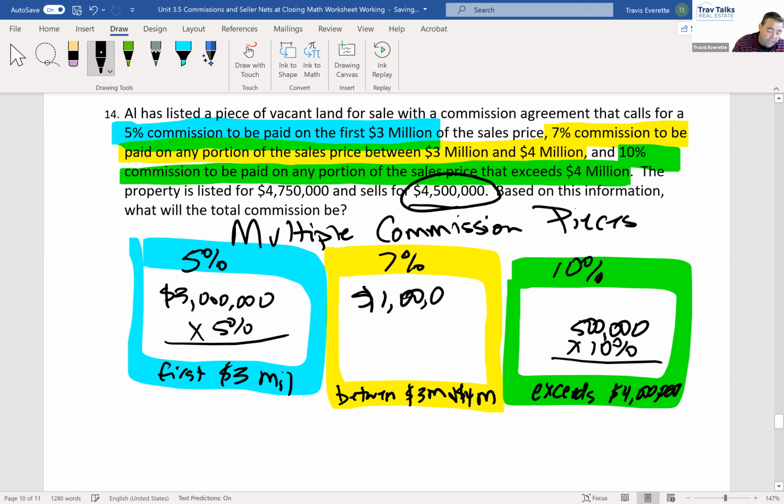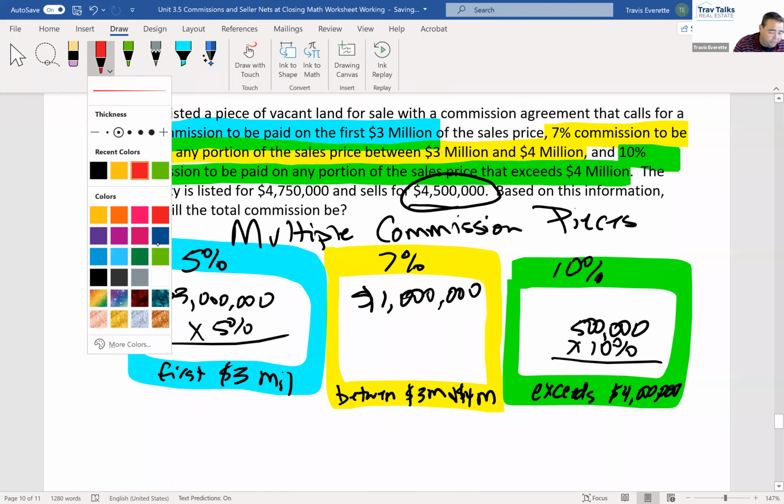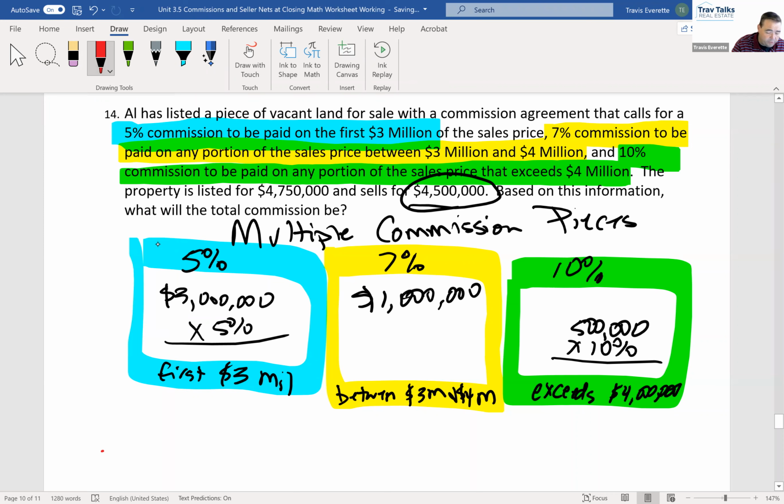So how did I do that? I'm going to show you in math. But here's how I did that. I'm sitting there looking, and I'll get a different pen color here so you can kind of sort of see. I'm sitting here looking and saying, okay, up to 3 million, stop. Above 4 million is taken care of. So I only need what's between those two. That's 4 million minus 3 million.